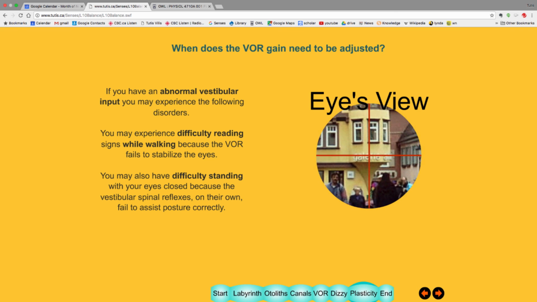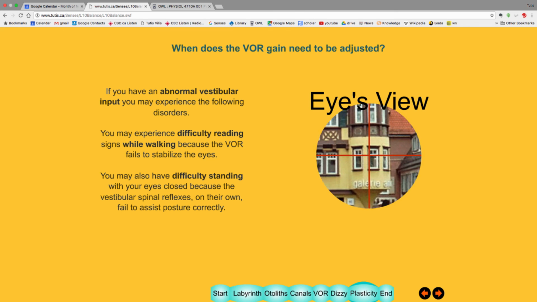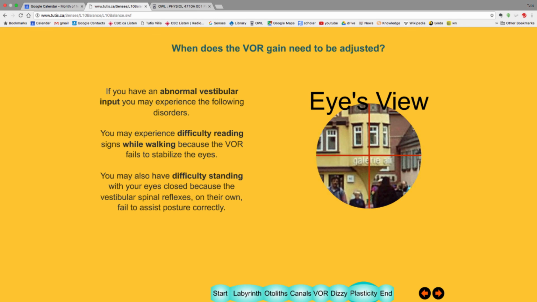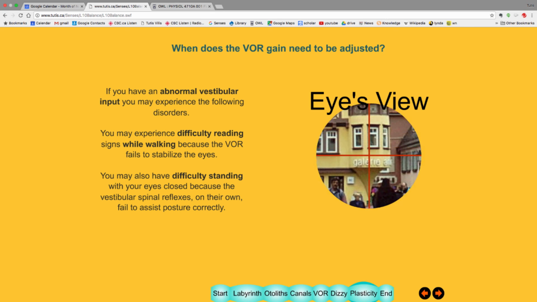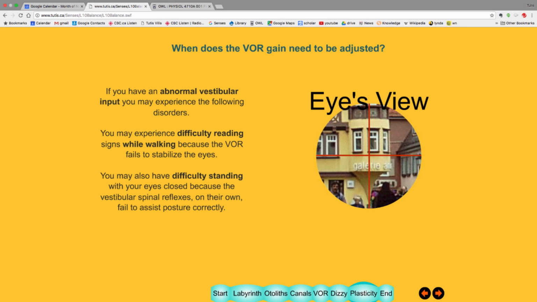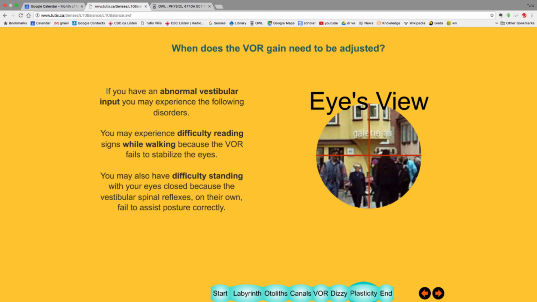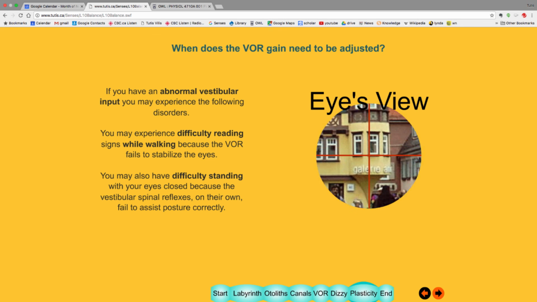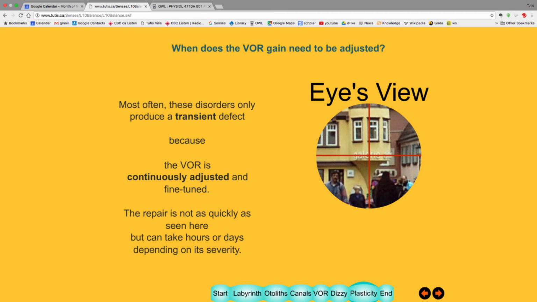Now, normally, when the reflex is working, when you're moving up and down, the vestibular system will stabilize things. If it isn't working, every time you jump up and down, this is what you'll see. So this makes reading the sign difficult. Now, if the thing is working properly, it'll get readjusted in hours or a day or two, and gradually the reflex will come back to normal.